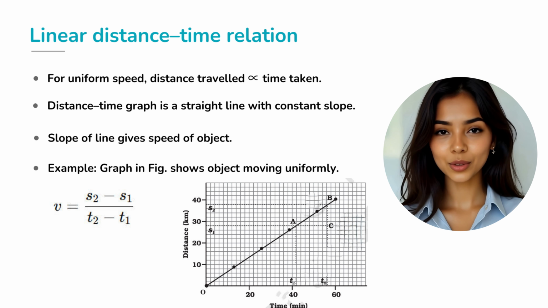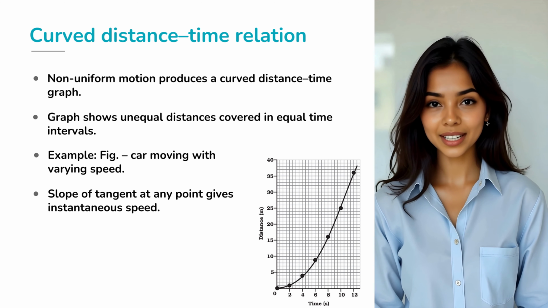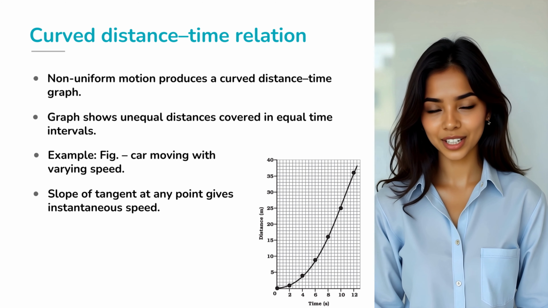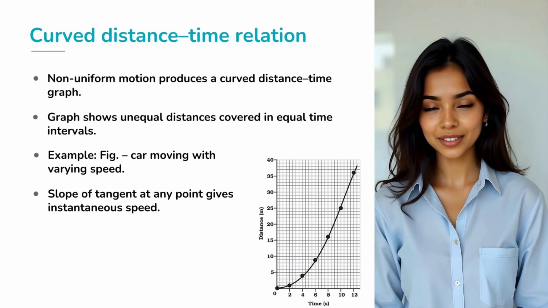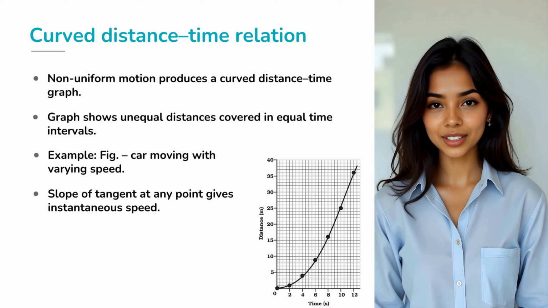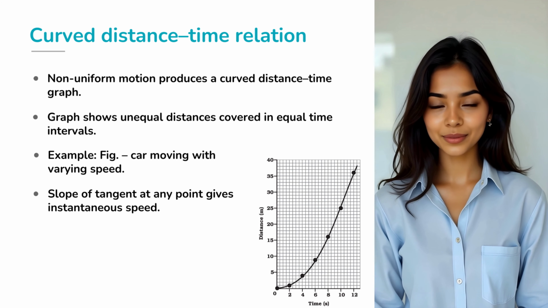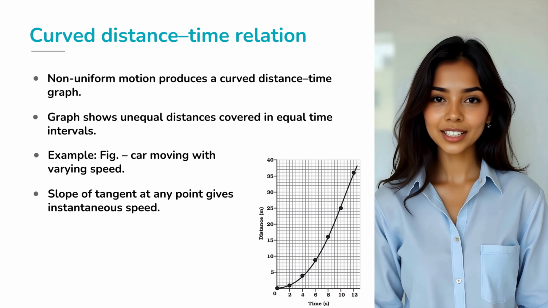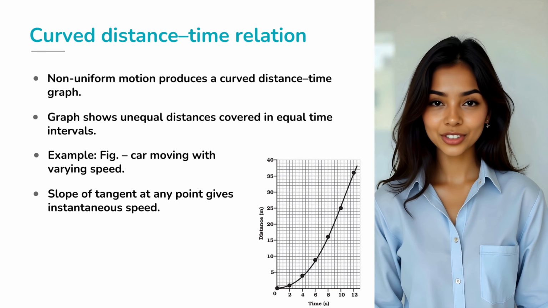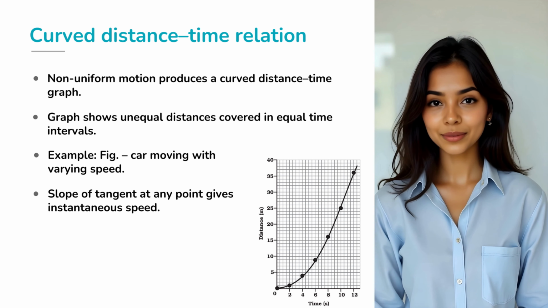But what if the car doesn't move steadily? Suppose it slows down or speeds up irregularly. The distance-time graph no longer gives a straight line, instead, it curves. For non-uniform motion, the slope keeps changing. To find the speed at a particular instant, we draw a tangent to the curve and calculate its slope. That gives us the instantaneous speed. This is how the figure in your book shows a car's motion with varying speed.